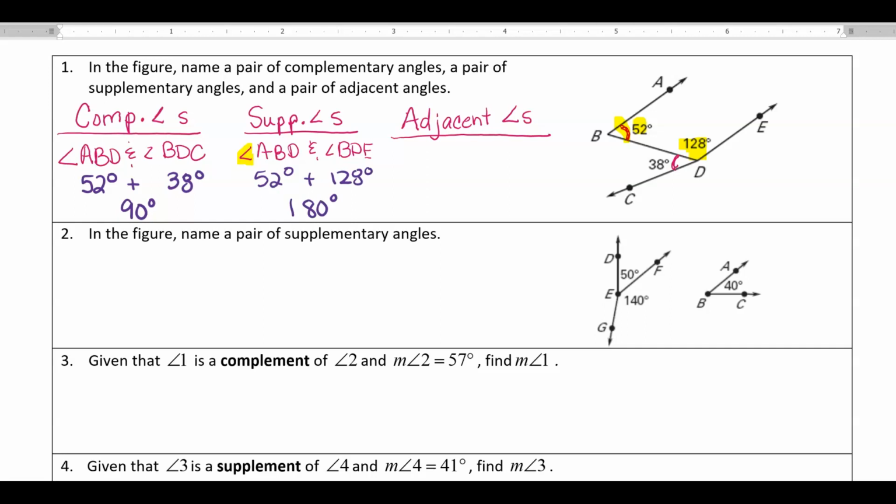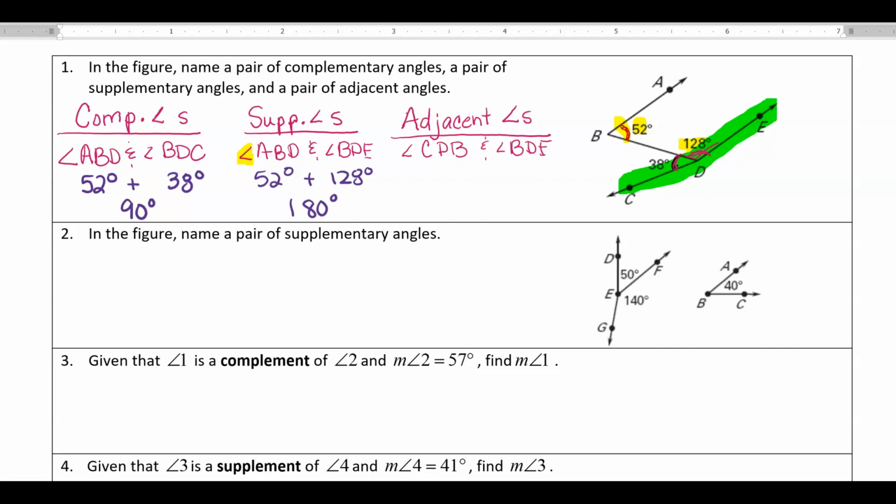Now the last one here is asking us for adjacent. Now adjacent angles must touch. So the only angles that I have touching will be right there. So those angles will be angle CDB, which is right there, and the other angle BDE, which is right there. So those are adjacent. So in order to answer questions like number 1, you have to be very familiar with your vocabulary words.